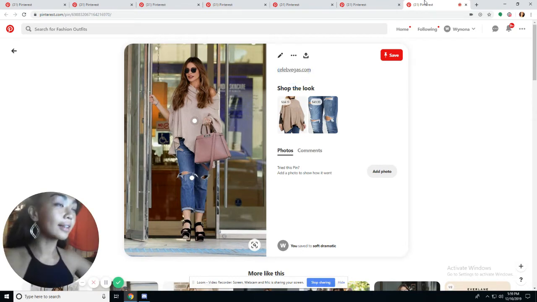Here we have another casual look. She has a nice drapey fabric. It's very lightweight looking. It looks like it flows a lot. So that's adding quite a lot to the sensual look.